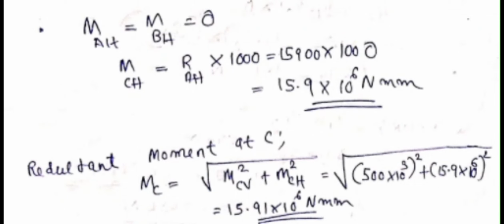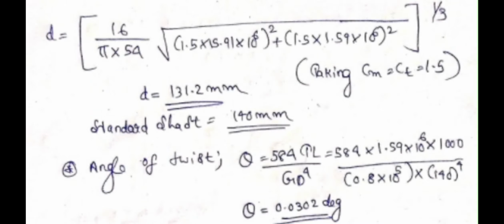So how do you find that? In order to find the resultant moment at point C, use the basic resultant moment equation: square root of MCV square plus MCH square. So you get the resultant moment at point C, MC, as 15.91 into 10 raised to 6 Newton mm. Substituting into the equation I have shown earlier, we get the value of D as 131.2 mm.